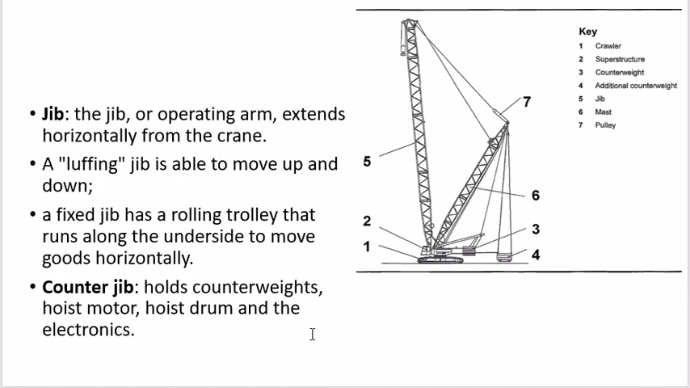Then after the operating cabin, we have a jib. You can see this is the 5th number. This 5th is the jib.